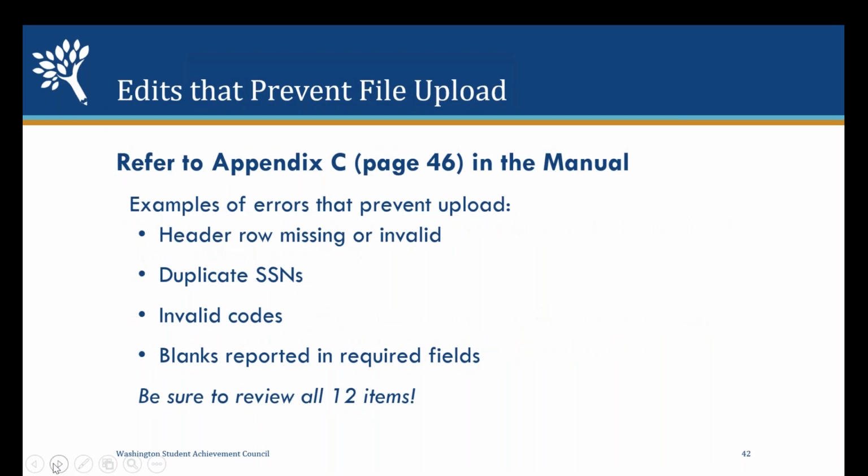So we have two kinds of edits. There are edits that prevent the file upload, and as I said at the very beginning of the presentation, the appendices are very important. For those edits that prevent the file upload, I'm referring you to Appendix C, specifically page 46 in the manual. Here are some examples of errors that would prevent the upload. Header row missing or invalid. That'll get you every time. You've got to have a header, and it needs to have what we have instructed in each of those fields. Duplicate Social Security numbers, any invalid codes, and blanks, if you report any blanks in a required field. Keep in mind, there are a total of 12 edits that will prevent the file upload.